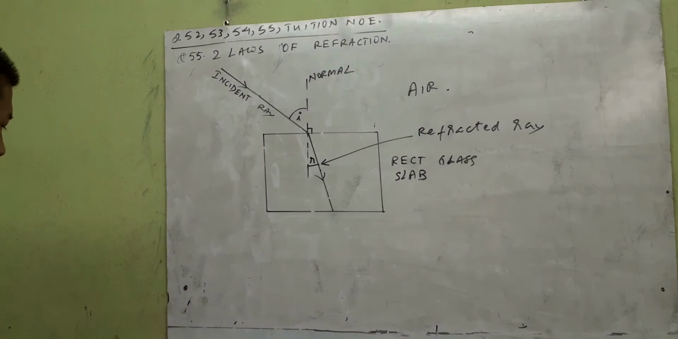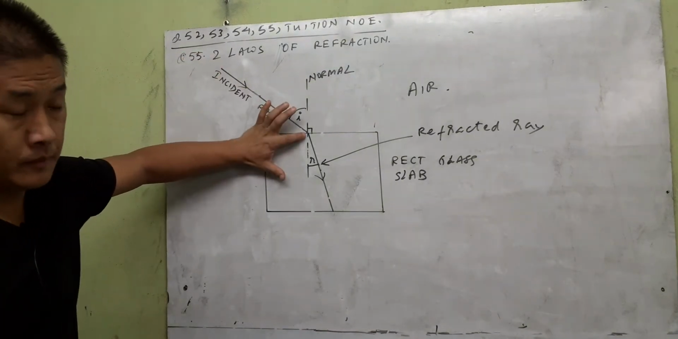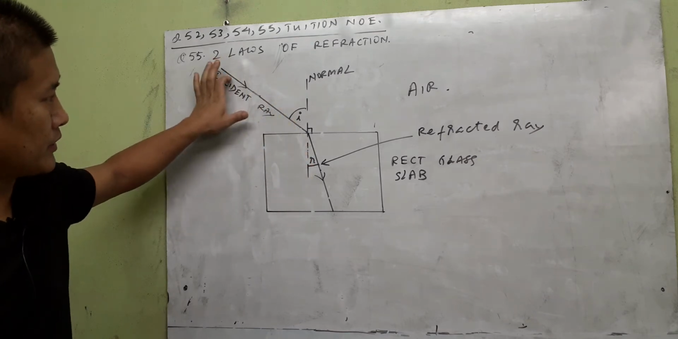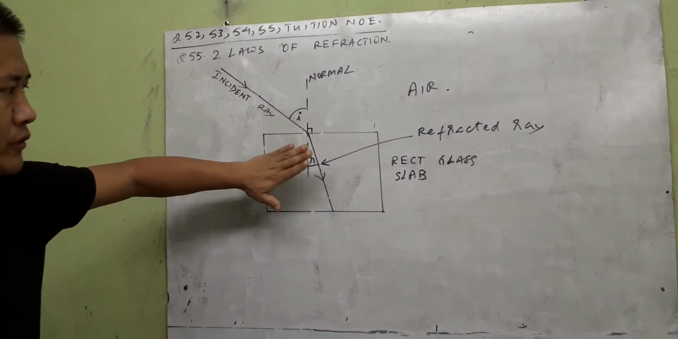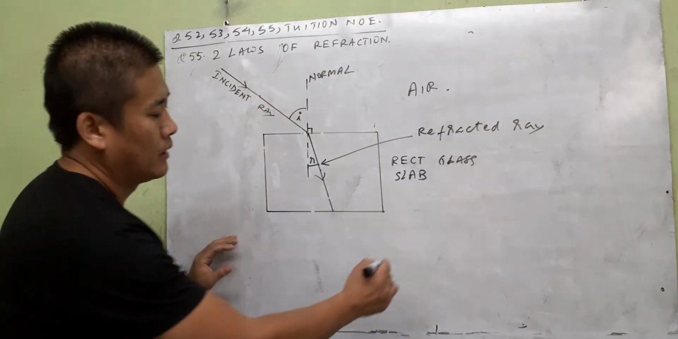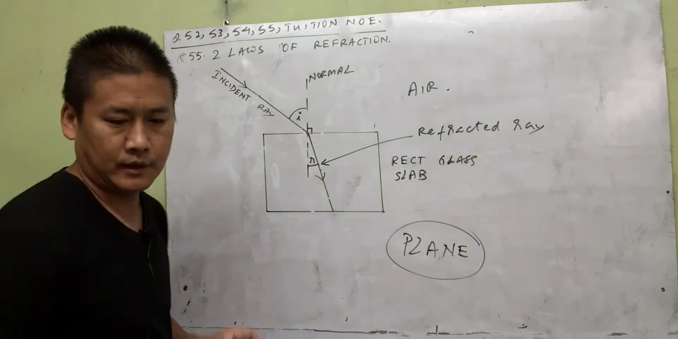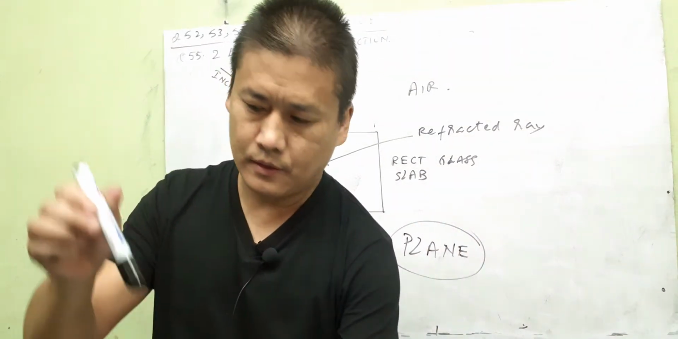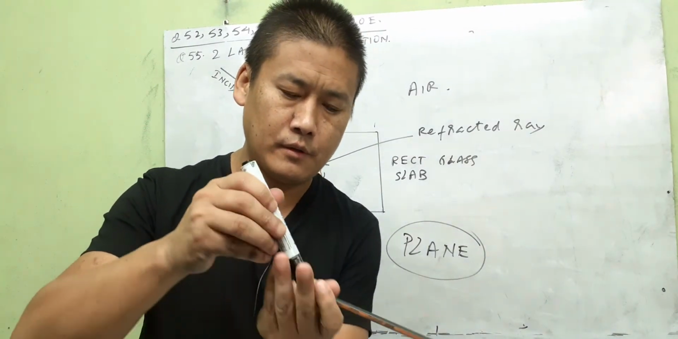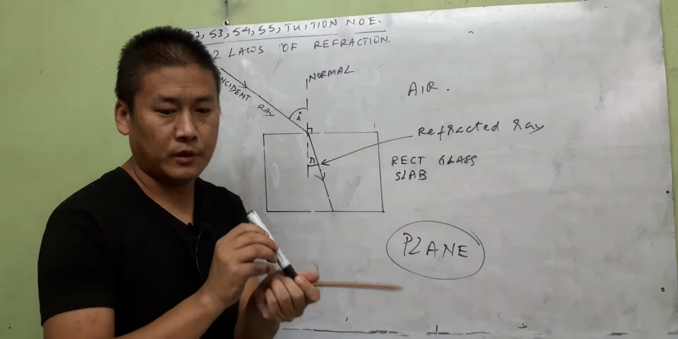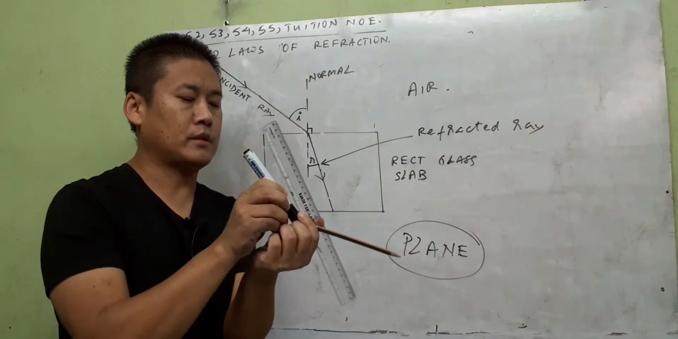Now we'll discuss the two laws. The first law says like this: when refraction takes place, the incident ray, the refracted ray, and the normal, all these three lines will be on the same plane. What does that mean? All these three lines will be on the same flat surface. If this is the incident ray, this is the refracted ray bending one, and this is the normal. The scale represents the normal.